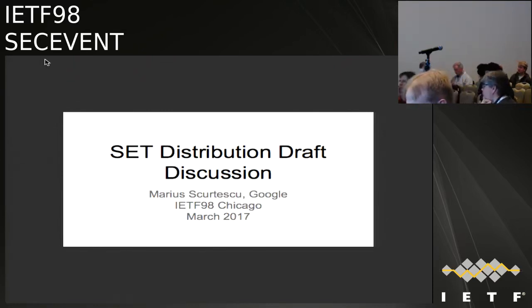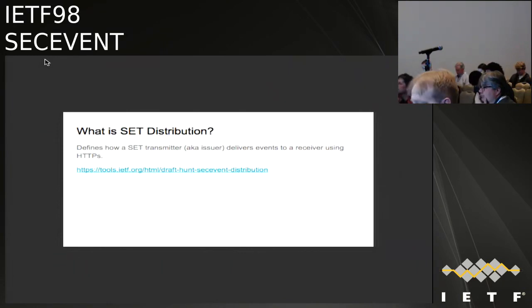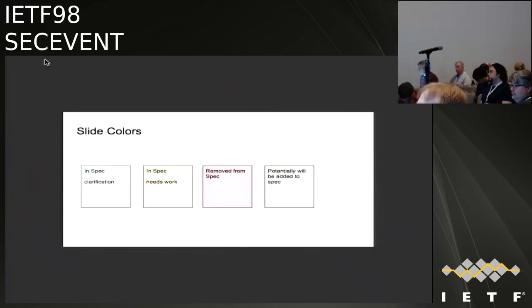Hi, I'm Marius Cortescu with Google. Together with Phil, we are editors of the SET distribution draft, and we are going to go over a few of the issues that came up while working on that draft. As it was mentioned, it's not a working group draft yet. We are working towards that. The distribution draft defines how SET events are delivered from a transmitter to a receiver using HTTPS.